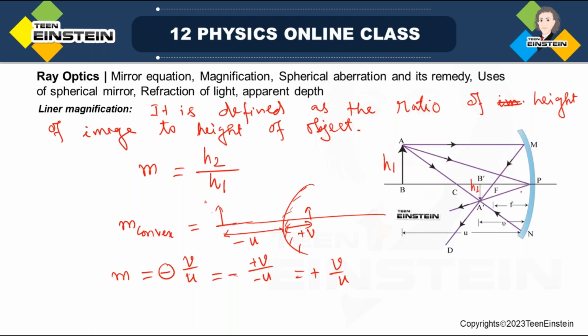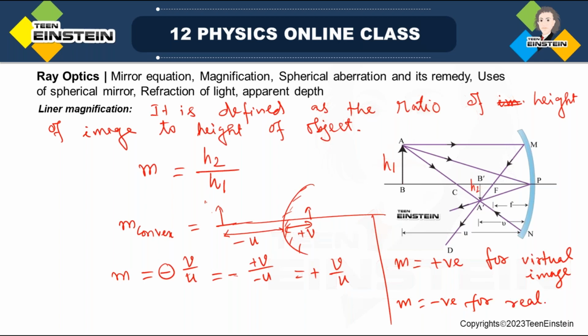When the mirror will produce a virtual image, that time it will be positive. So the main point is that M is positive for virtual image. Okay, M is negative for real image. Okay, real image. So this is one point to discuss.